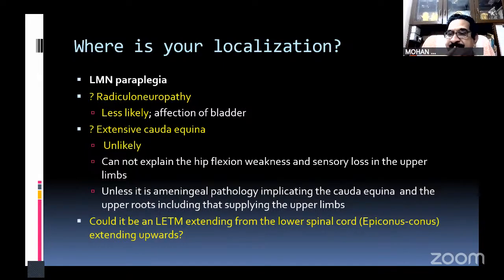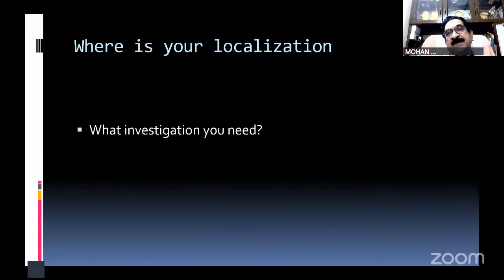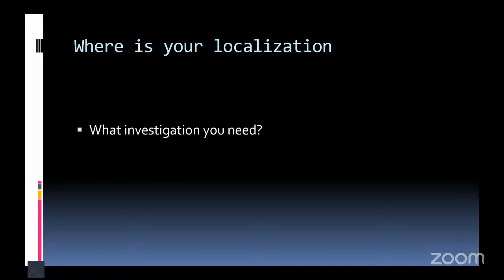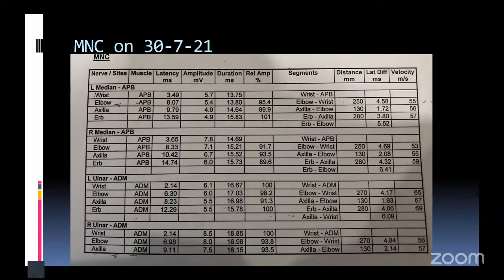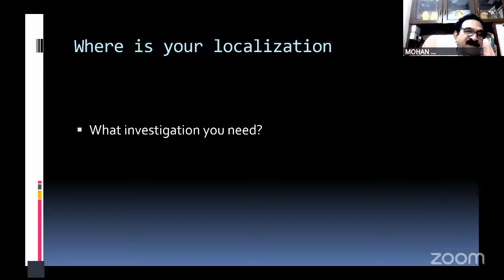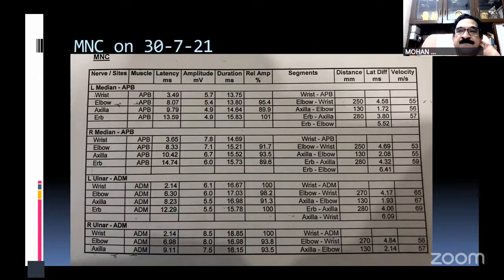Agree with me about these possibilities? The last two would be more likely. Radicular neuropathy, less likely. Okay, so what investigation do you want? Spine imaging and nerve conduction. Okay, so we do the conduction. First, I would like to rule out radicular neuropathy. Let us see the conduction now.